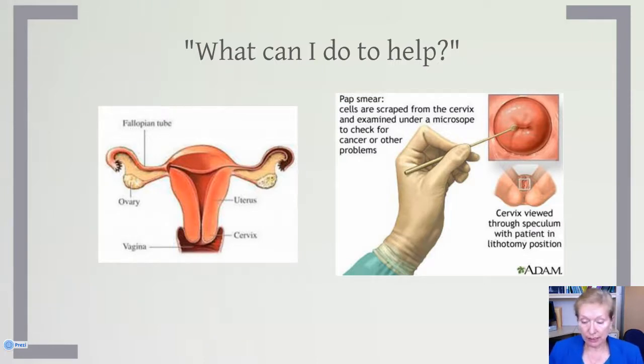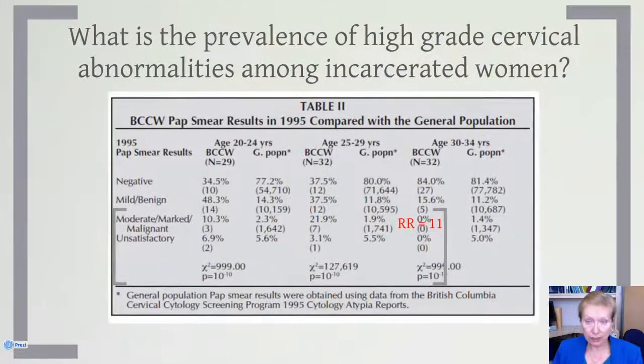So I started looking at Pap smear screening and thinking, how can I understand cervical cancer? I was seeing more cervical cancer and cervical dysplasia in the prison practice than I had ever seen out in the community. So I looked at the Pap smear screening rates in the prison and linked them with the BC Cancer Registry, and found that for women aged 25 to 29, the rates of abnormalities were 11 times what the age-matched control rates were in the women in the community.